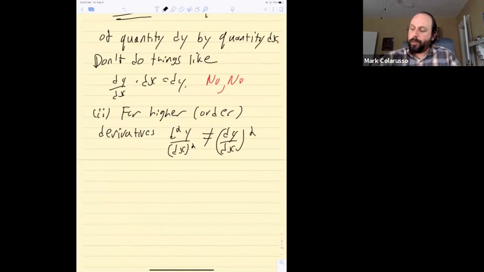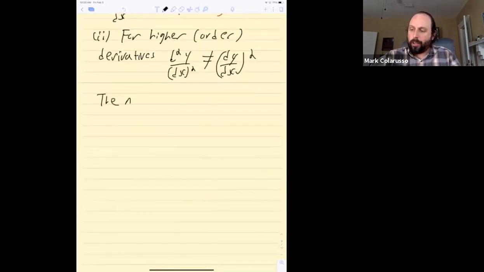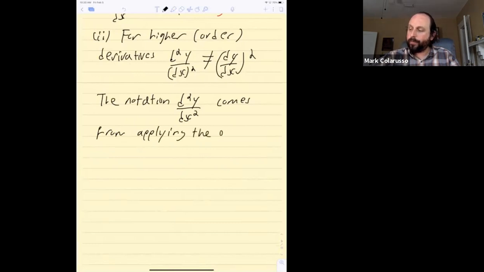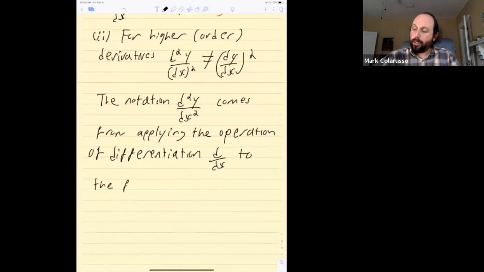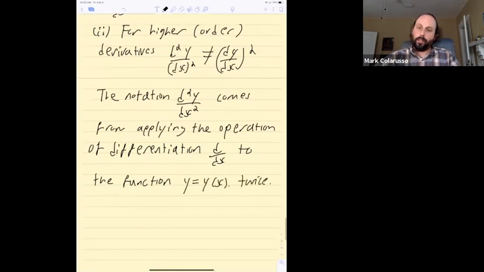So I should explain. The notation d squared y dx squared comes from applying the operation of differentiation, d dx, to the function y equals, say, y as a function of x, twice. So that's how to think about it.